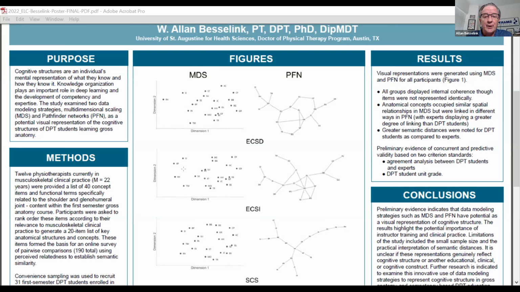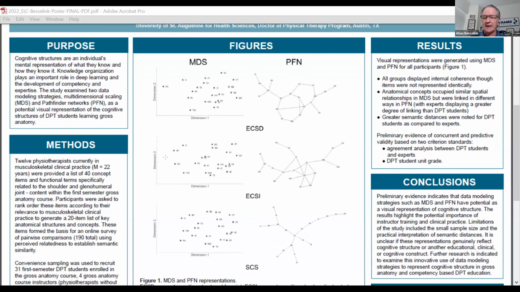The data for both multidimensional scaling and Pathfinder networks is based on pairwise comparison. You are given combinations of items and you have to decide whether or not they are perceptually similar or dissimilar. You compare all the items. With 20 items, there are 190 comparisons, but they go by really quickly. And then you use these software approaches to represent the data.